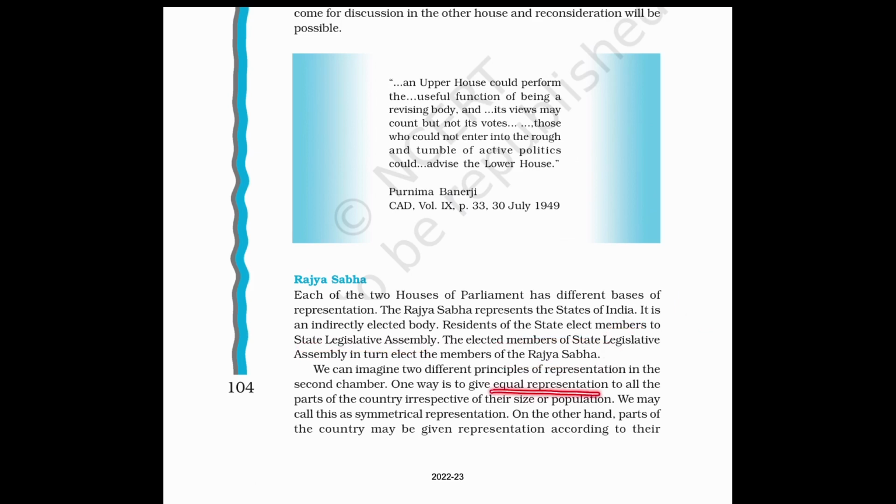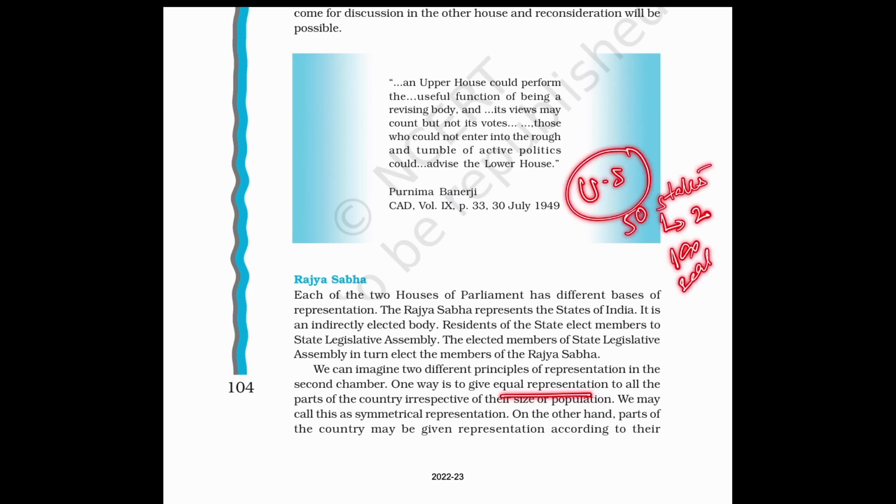One will be that whatever number of states you have in the country, you give equal representation to them. Like it happens in the case of the US. So they have 50 states and they give 2 seats to each state. ठीक है, so 100 seats हैं उनके Senate में. Now it doesn't matter that the state has lesser population or is a smaller or larger state. Every state will get equal representation.